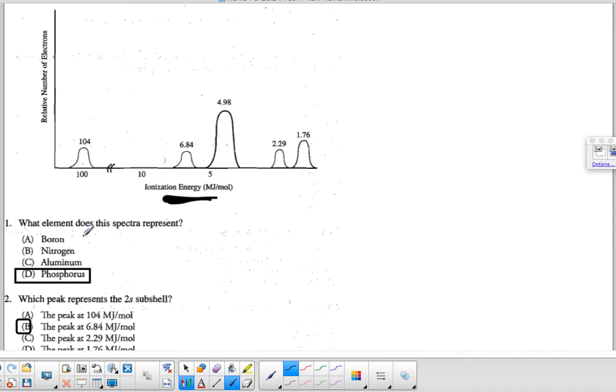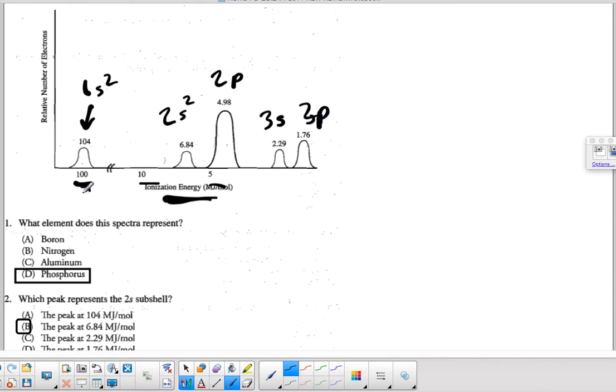The highest ionization energy is the electrons that are closest to the nucleus to remove. The closer to the nucleus they are, the harder they are to remove. See how this is 100, then it goes 10, then it goes 5. That tells me the first hill automatically is going to be 1s, 1s2. The next hill is going to be 2s, 2s2. This is going to be 2p. The next one that comes is 3s, and then finally 3p.